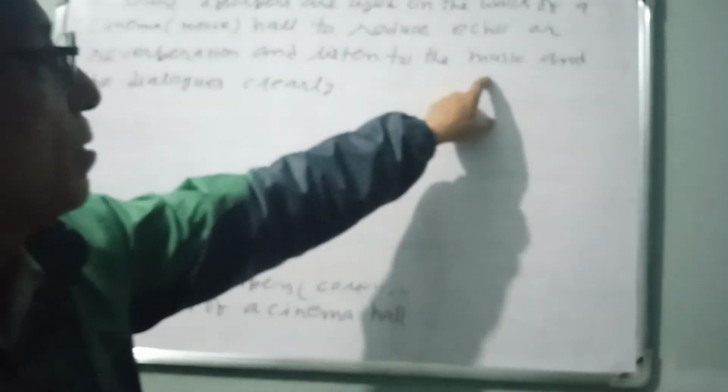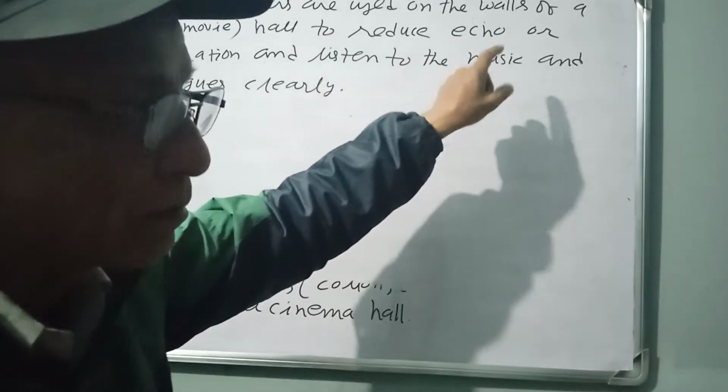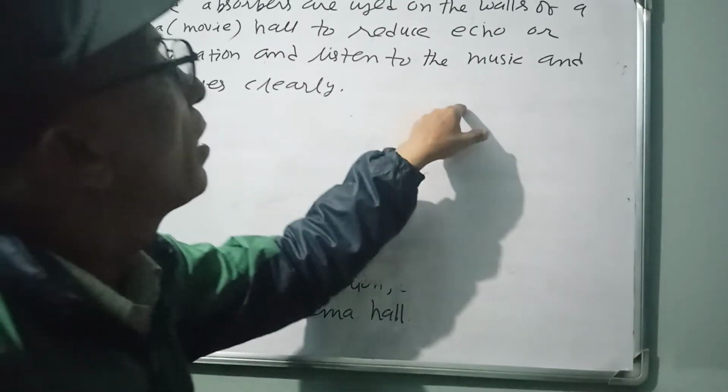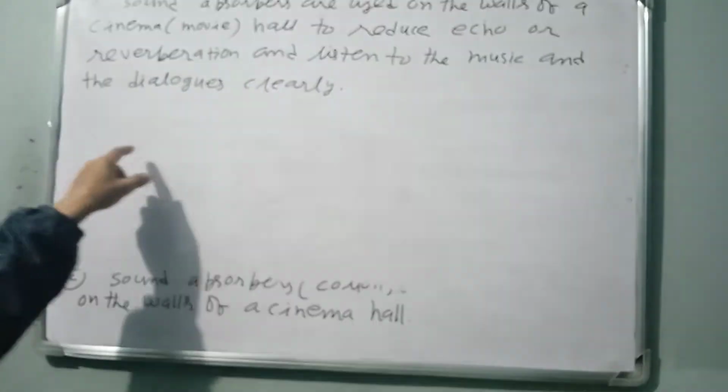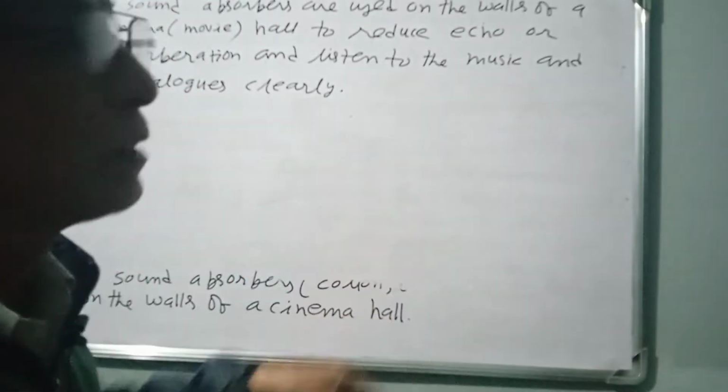Who speaks? The artists, like actors, actresses, villains, their relatives. I mean, hero, heroine we say. We say actor and actresses. The dialogues of actors, actresses, and villains and their relatives.